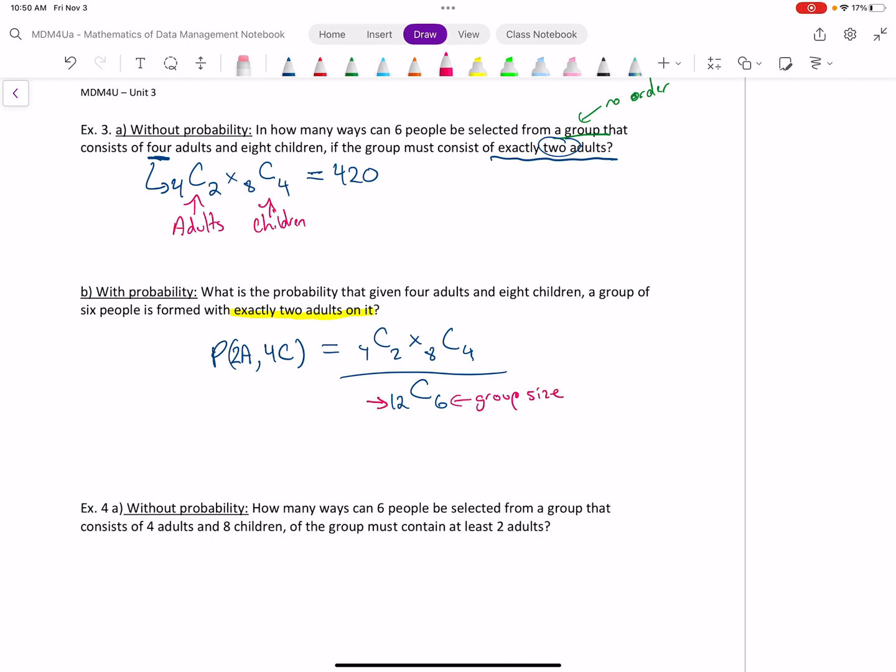And this will always be whatever is available, in this case the total number of people. So it could be the total number of cards, items, whatever it happens to be. So you plug that in and you get 420 over 924, and that simplifies into 5 over 11.